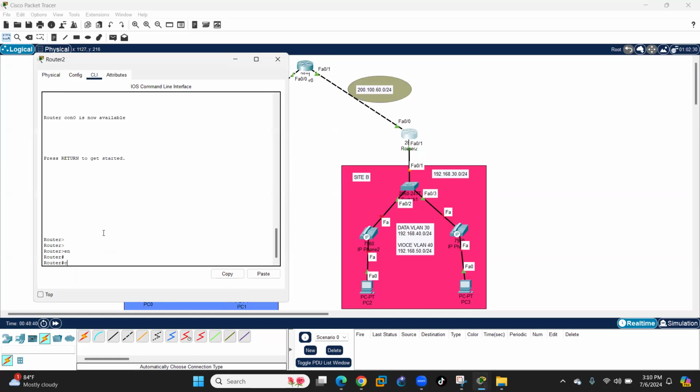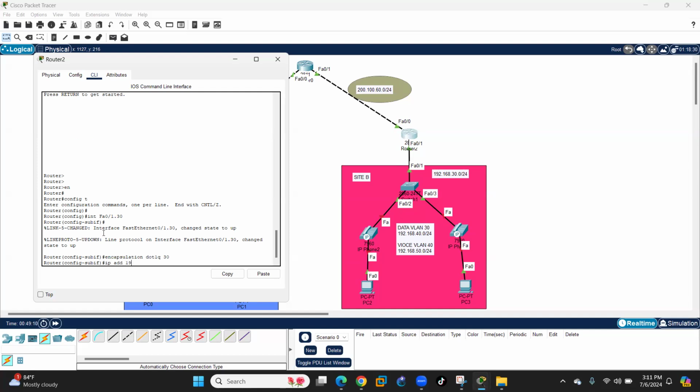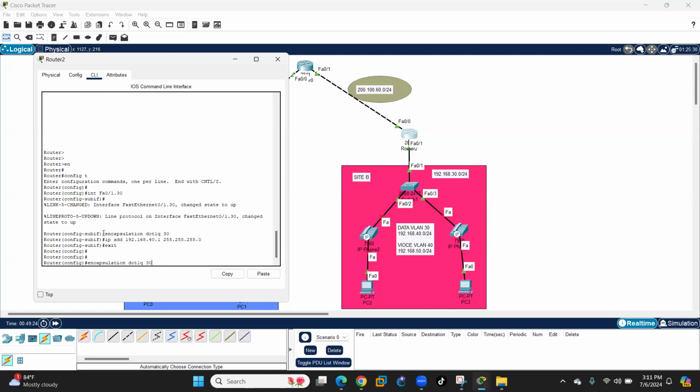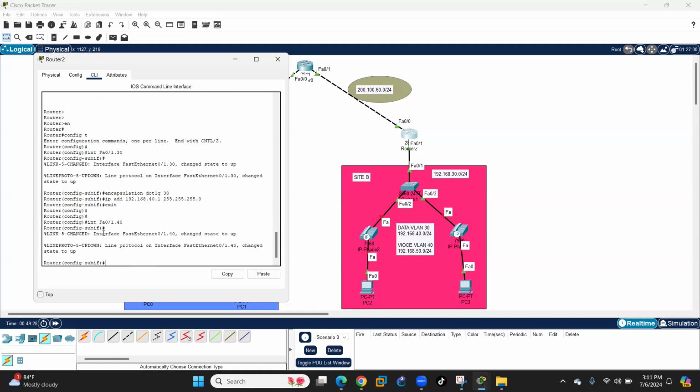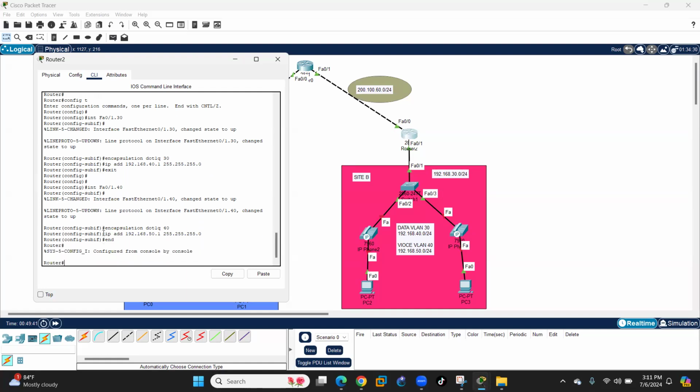Now I'm going to configure my sub interfaces. Config t, interface Fa0/1.30, encapsulation dot1Q 30, IP address 192.168.40.1 255.255.255.0. Exit. Then .40, encapsulation dot1Q 40, IP address 192.168.50.1 and WR.